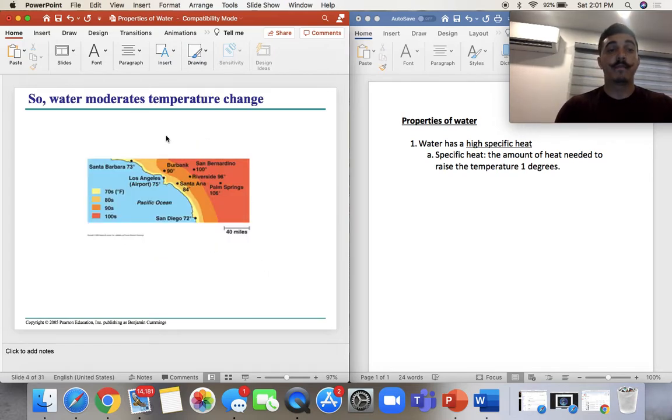Okay? So water moderates a temperature change, like I said. The water over here can be really cold, and it can moderate the temperature change even though the heat's coming in, as you can see in San Bernardino or other eastern areas where it's really hot and there's no water, it's even more hot. Okay, so water can help moderate the temperature change. So next to areas with water, the temperature can be a little lower thanks to the high specific heat of water. Okay, so that's the first one.